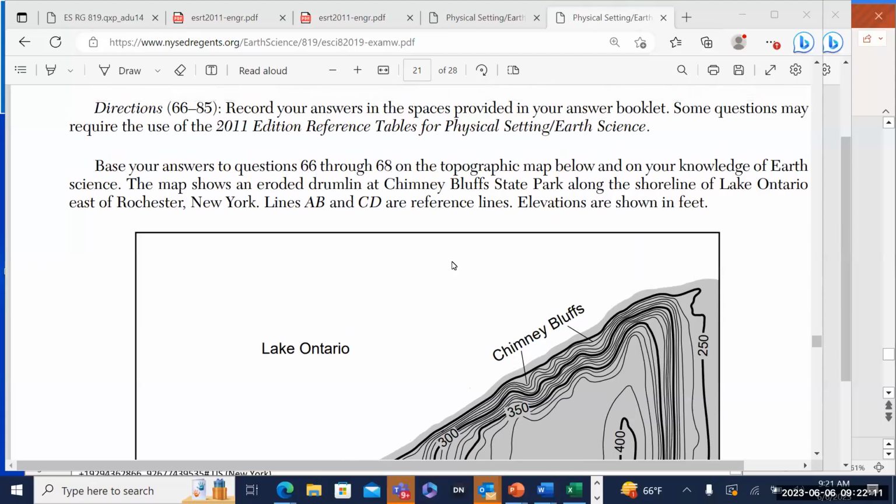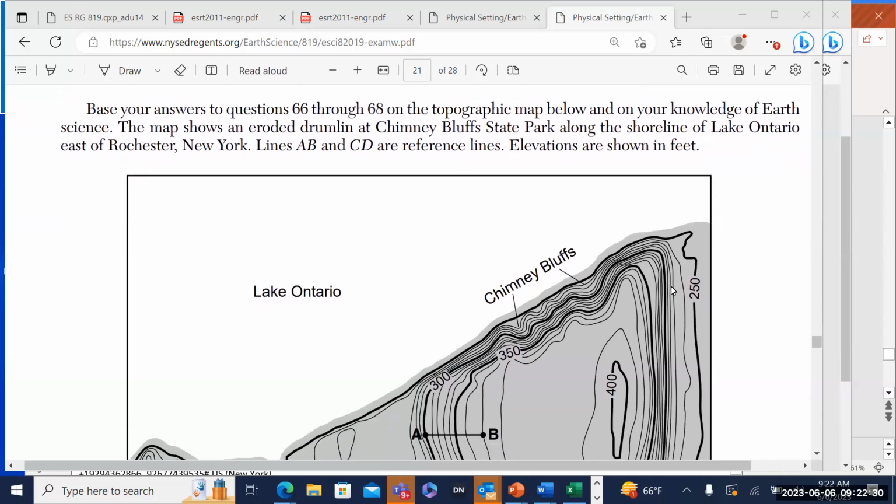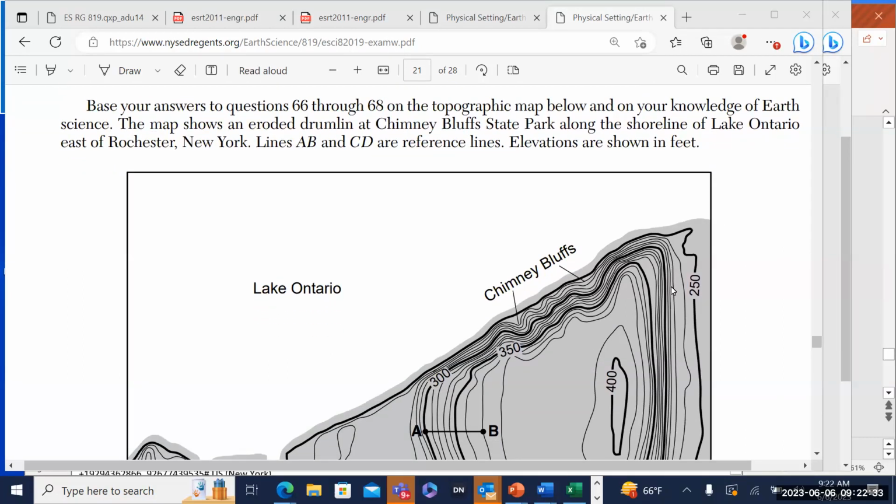All right, so number 66. It says base your answers to questions 66 through 68 on the topographic map below and on your knowledge of earth science. The map shows an eroded drumlin at Chimney Bluff State Park along the shoreline of Lake Ontario, east of Rochester, New York. Lines A, B, and C are the reference line. Elevation is shown in feet.